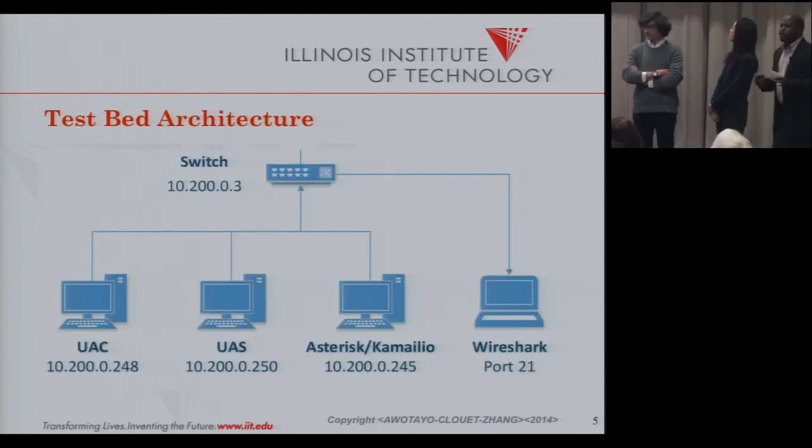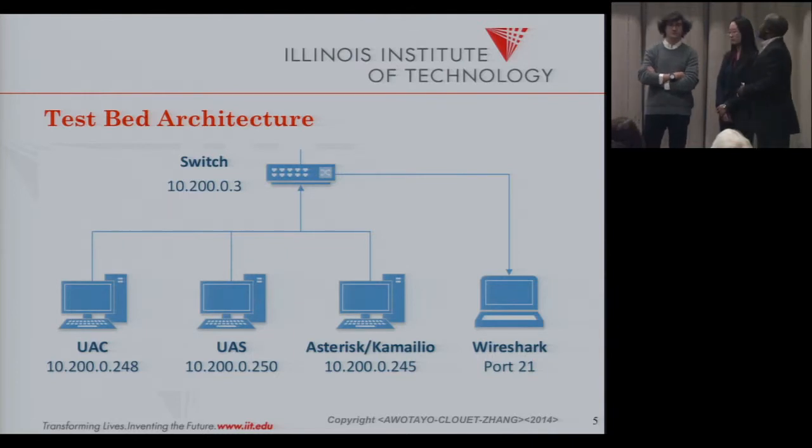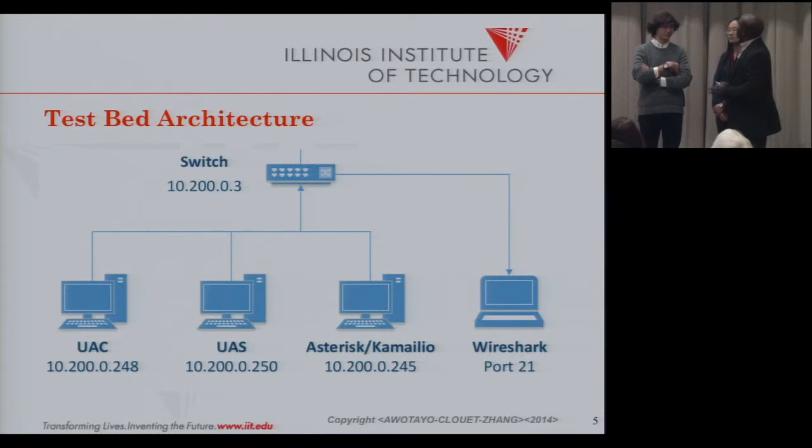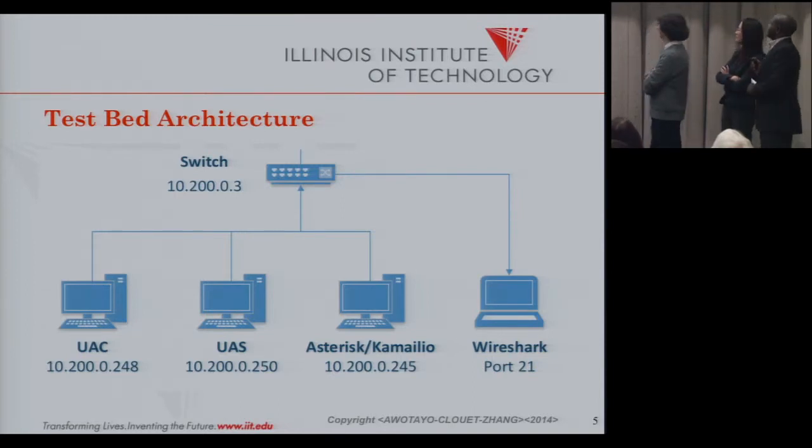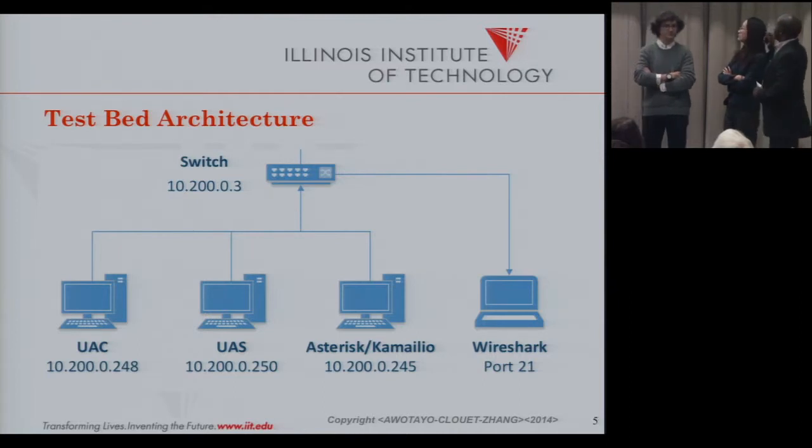Basically, I'm going to talk about the test bed, the architecture of the project. We did not put Wireshark on the UAC, the user agent client, and we didn't put it on the UAS, which is the user agent server, and we did not put it on any of the proxies, which is the Asterisk. And we call this in this project the DUT, D-U-T, which is the device under test.